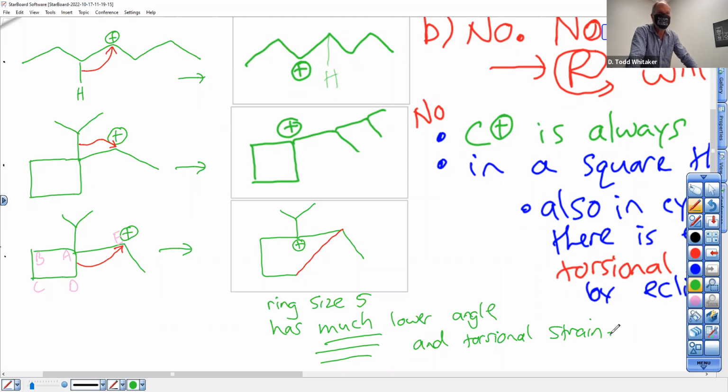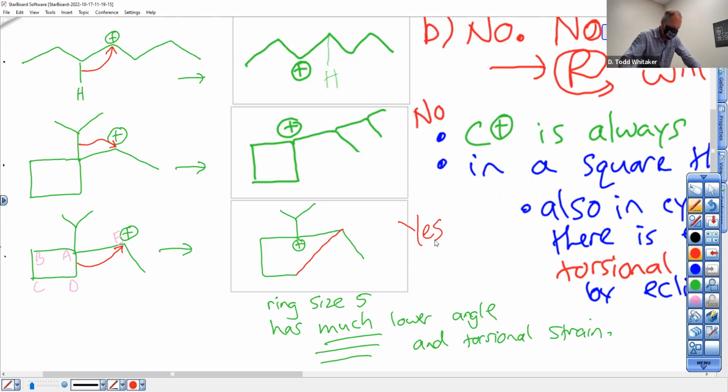But my question is, which two rings are the bad ones that have extensive angle and torsional strain? They're the really tiny ones. The rigidity is what causes the strain. And it's 3 and 4. Cyclopropane, cyclobutane are very strained. That means they're very unstable. So if they have any way to get bigger, they will do it. And I hope the last two examples illustrate the fact that that bottom one is the better one. It got rid of all that angle strain and torsional strain. Well, it reduced them greatly.